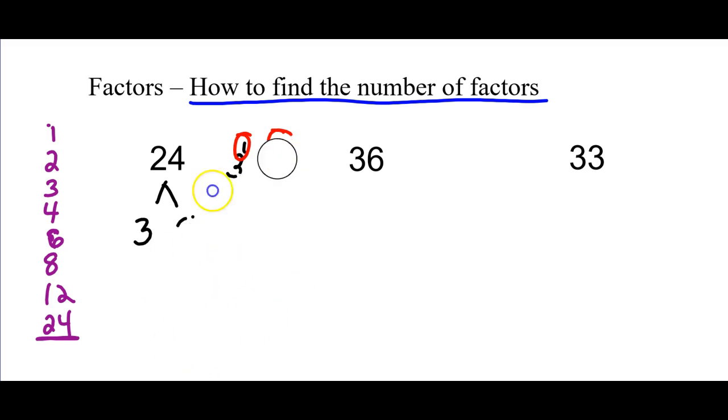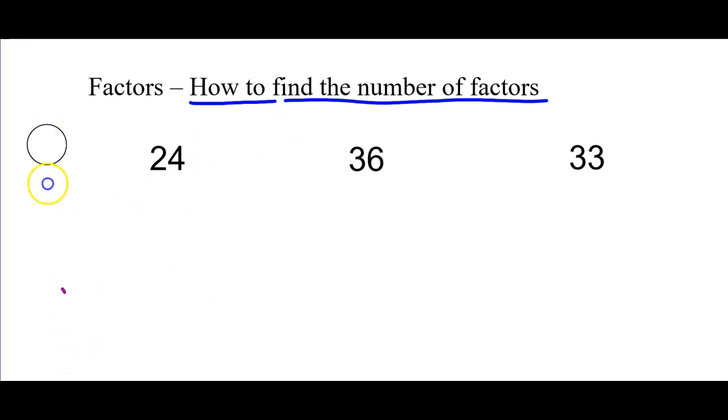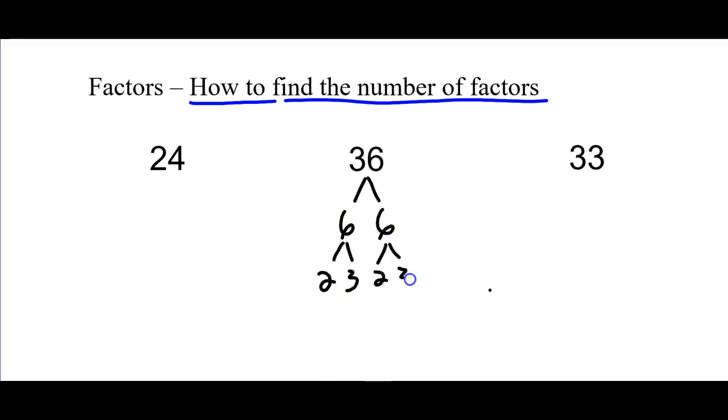So for 36, we're going to do the same thing. We're not going to list out the factors this time. All we're going to do is say how many factors we get. So I'm approaching this as 6 times 6, and then 2 times 3, and 2 times 3. So the prime factorization is 2 squared times 3 squared. I'm going to take a look at the exponents and add 1 to each one, and then multiply. So 3 times 3 is 9. So 36 should have 9 factors.